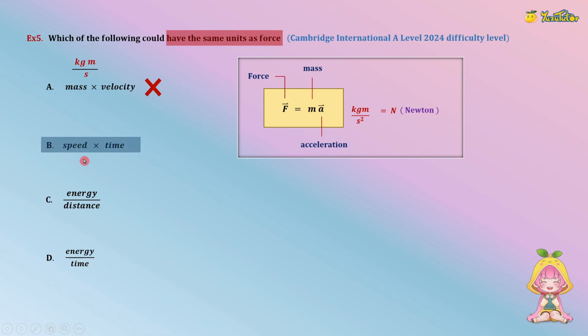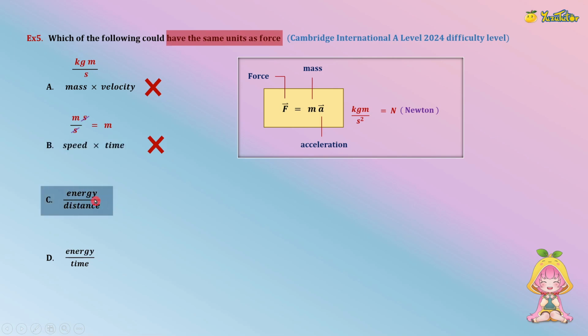Next, choice B. The SI unit of speed is meter per second, times the SI unit of time, which is seconds. Second and second cancel each other out, leaving only meters. So this one is also incorrect.